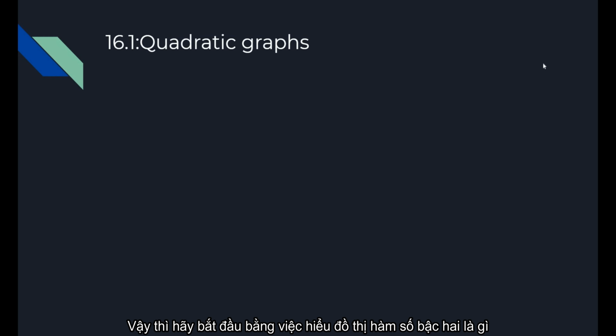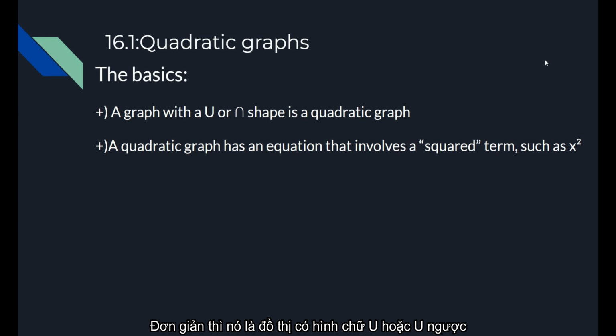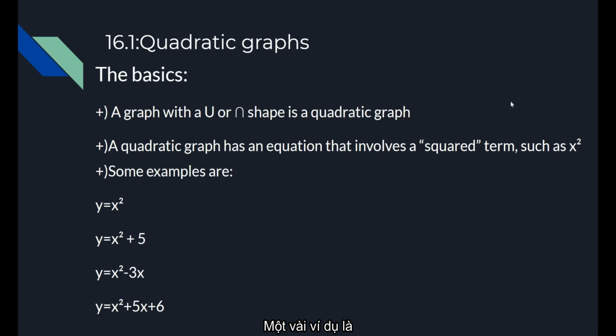So, let's start off by knowing what quadratic graphs are. Basically, they are graphs with U or reverse U shape, otherwise called parabola, and they also consist of a squared term such as x squared. Some examples of these are y equals x squared, y equals x squared plus 5, or y equals x squared minus 3x, or y equals x squared plus 5x plus 6.